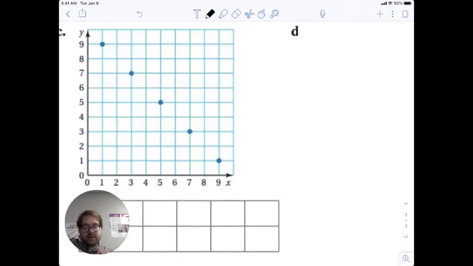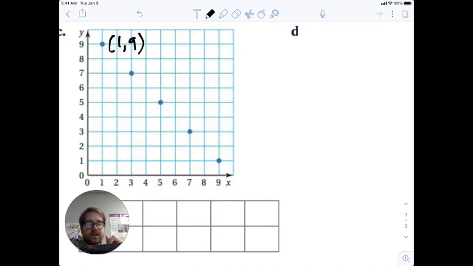So let's start with this first one here. Remember, when finding the coordinates, we look at first the horizontal on the x-axis. Where is it on the x-axis? This one is at 1, right here. And then where is it on the y-axis? It's at 9. And so we would write the coordinate point as 1, 9, because it goes over to 1 on the x-axis and up to 9 on the y-axis.